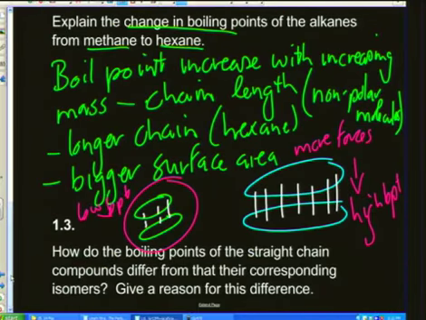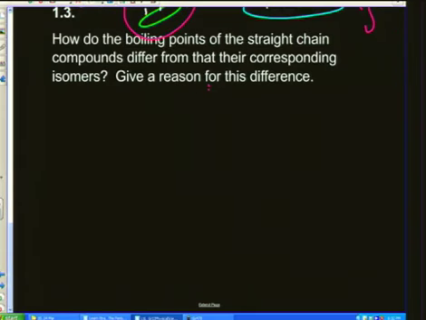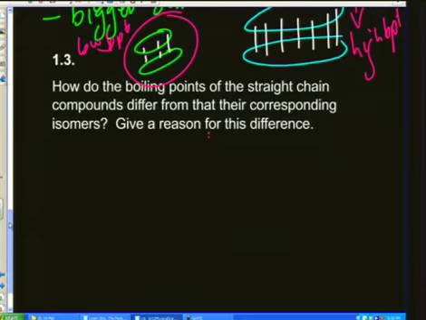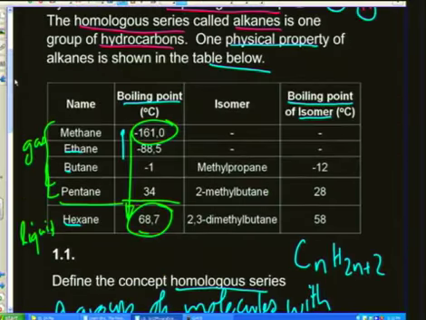Let's make sure that we've got the next question sorted. The next question says to us, how do the boiling points of the straight, very important, straight chain compounds differ from their corresponding isomers? Give a reason for this difference. Okay, so let's have a look at our table again and compare these.